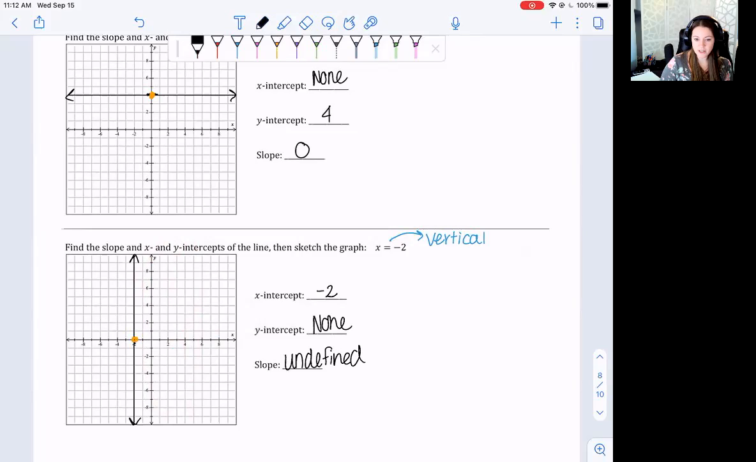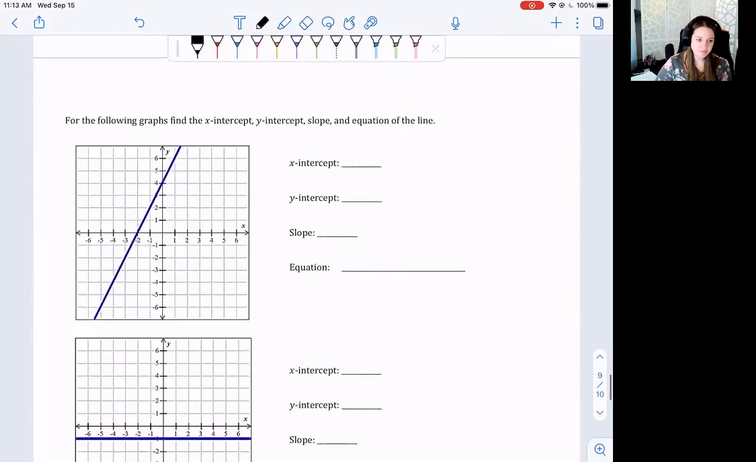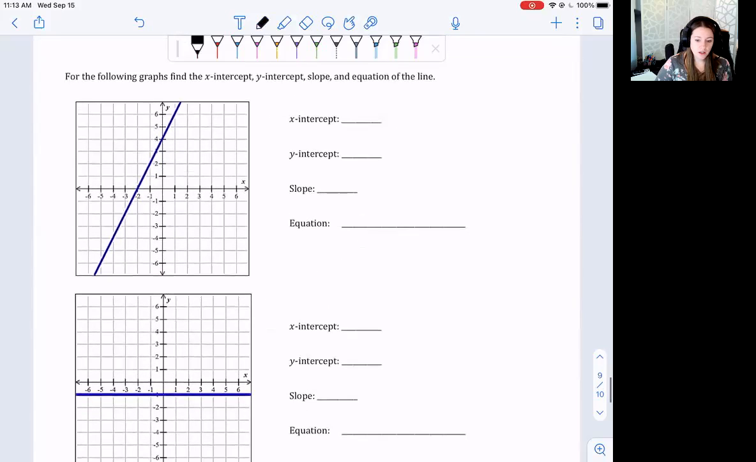Can I answer any questions on those two examples? So far, so good? All good? Excellent. Moving on to the next page.